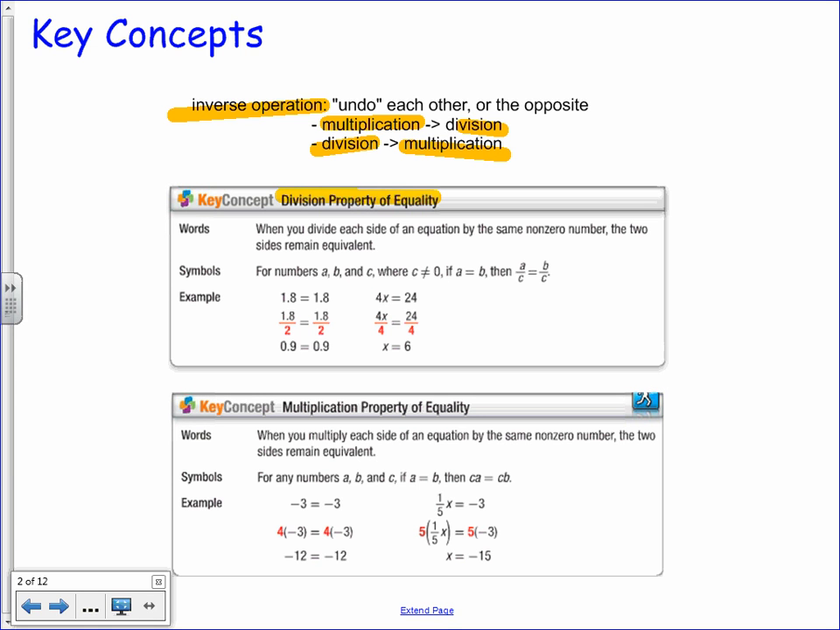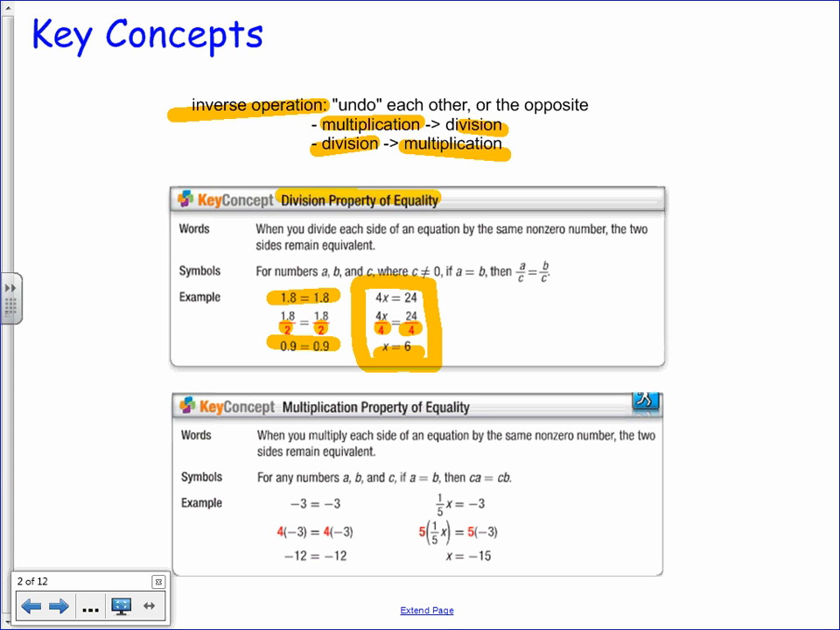Okay, so if I have 1.8 equals 1.8, and I divide by 2 on both sides, remember that what you do to one side you have to do to the other, I'm going to get a true equal sign, okay? Now if I'm solving equations here, I have 4x equals 24. I need to divide by 4 to undo this multiplication on both sides, and I get x equals 6. And we'll show you some examples about that.